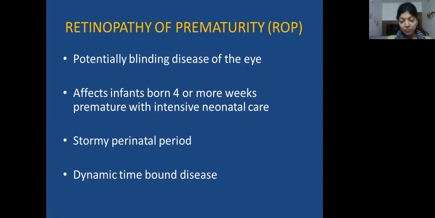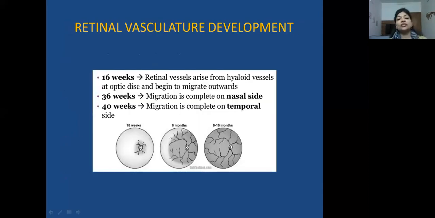And why there is so much importance on screening for retinopathy of prematurity is because it's a blinding disease of the eye, and it's typically a reversible disease. If it is screened, diagnosed, and treated in time, you're saving the kid from going blind for the rest of their life. And it's a dynamic time-bound disease. So if you do not treat it at the right time, there's no good. If you're going to diagnose it later in the stage of the disease, that also doesn't help the baby in any way. So it's very important you screen at the right time. And as you know, it typically affects premature babies and also babies who are born full term but have a stormy perinatal period. So what exactly is retinopathy of prematurity?